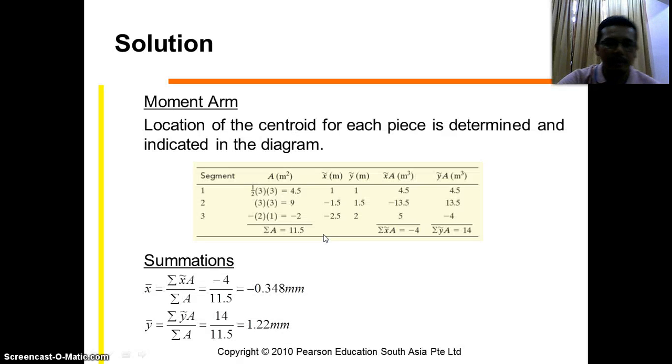Okay, I think that's all for this chapter. If you really understand, the centroid of area should be no problem. For the center of volume, center of gravity, and center of mass, we will do the tutorial in the next class.